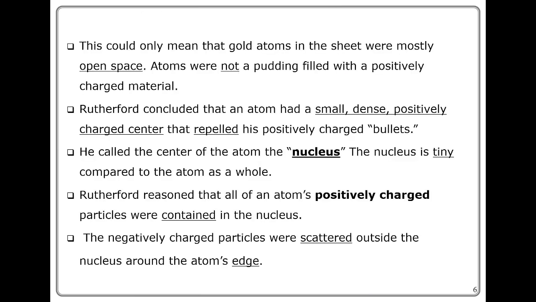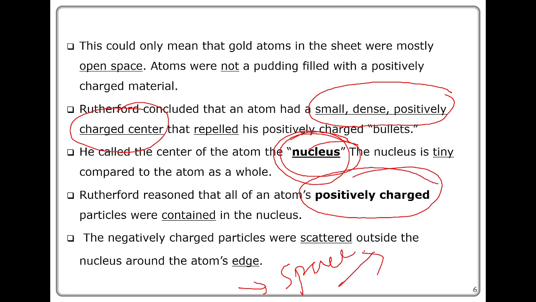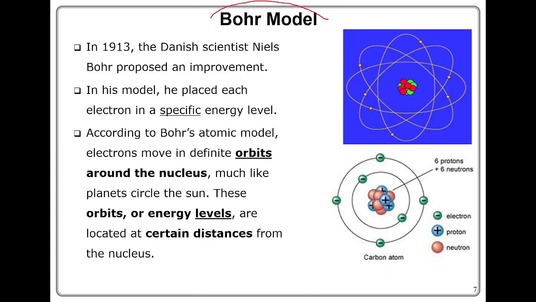So an atom actually has a center, which you normally call a nucleus. There's a small, dense, positive charge in the center of an atom called a nucleus, and that particle is positively charged. Besides that, there is also an empty space in an atom. So you can have a nucleus, then an empty space, then an electron there. Now this leads us to what you normally refer to as Bohr's model.